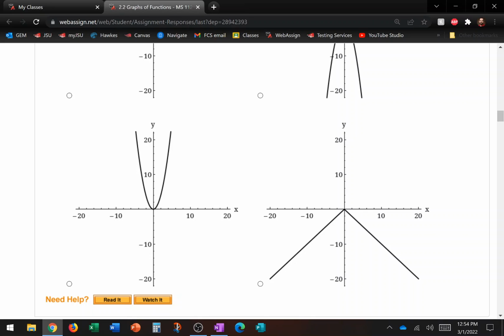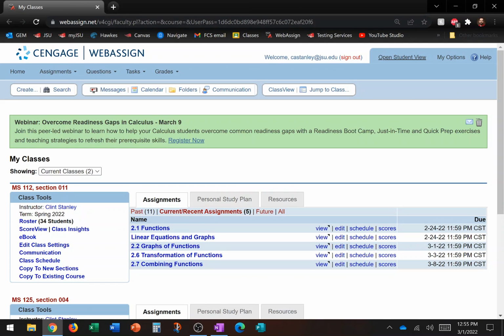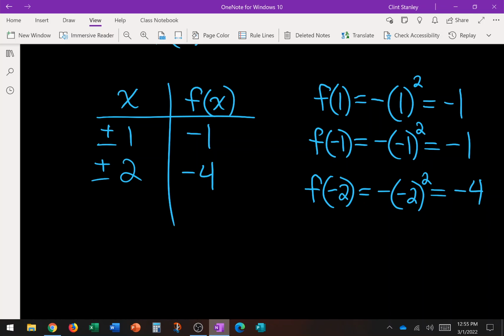Okay. Other WebAssign questions? If you can bring up old ones too, it doesn't have to be just from whatever you're working on right at that moment.